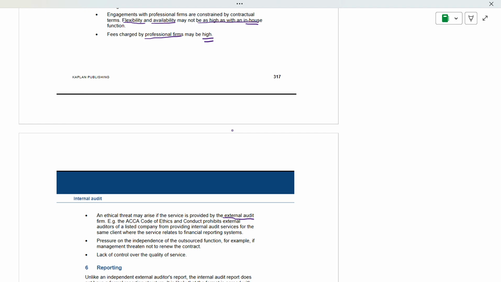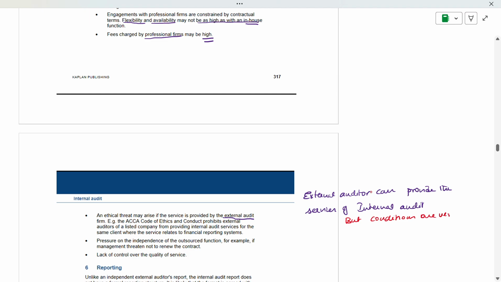I'm writing this. An external auditor can provide the services of an internal auditor, but I'm changing the colors, but the conditions are very strong.